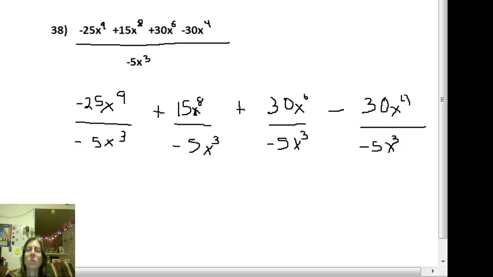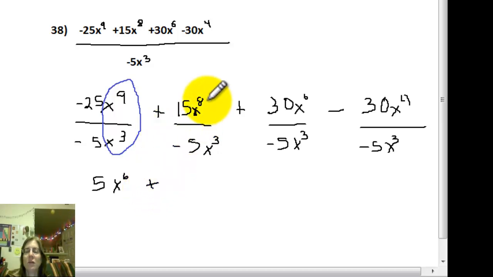So we'll use our exponent rules. We have these x's with the same base. The base is x. We subtract the exponents. It comes out x to the 6th. And then we divide 25 by 5. Dividing two negatives makes a positive, so this term reduces to 5x to the 6th. Let's move to our next term.